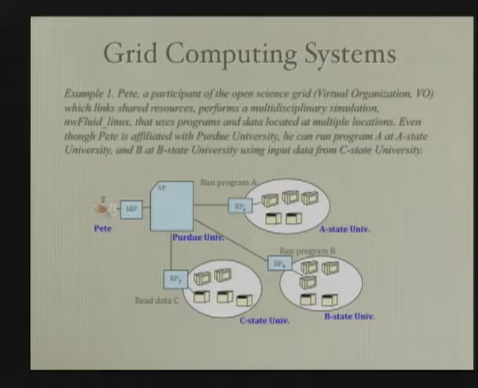Here is an example. Pete is a participant of the Open Science Grid, which we call a virtual organization, which links shared resources and performs multidisciplinary simulations like NWChem, which is a computational fluid mechanics application. He wants to run this program, but he doesn't need to copy all the input data from multiple sites to the local machines, or install the application on local machines. He can run program A at A-state university, and program B at B-state university by reading data from C-state university.